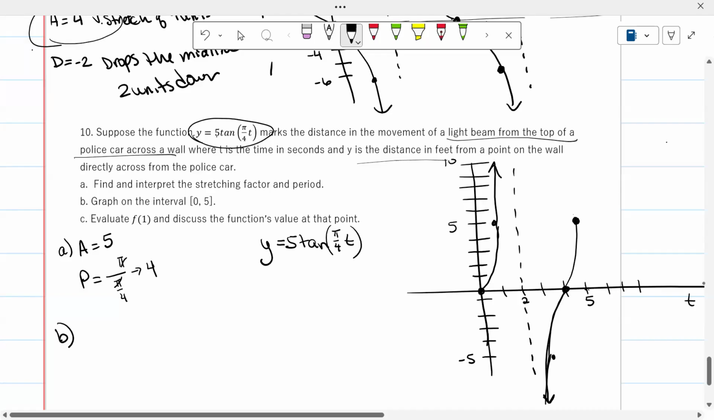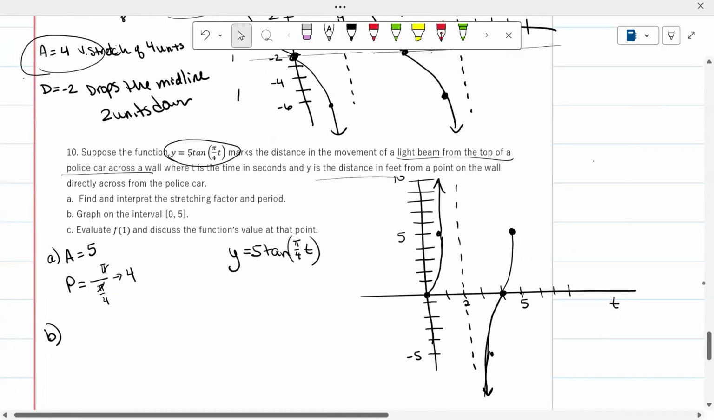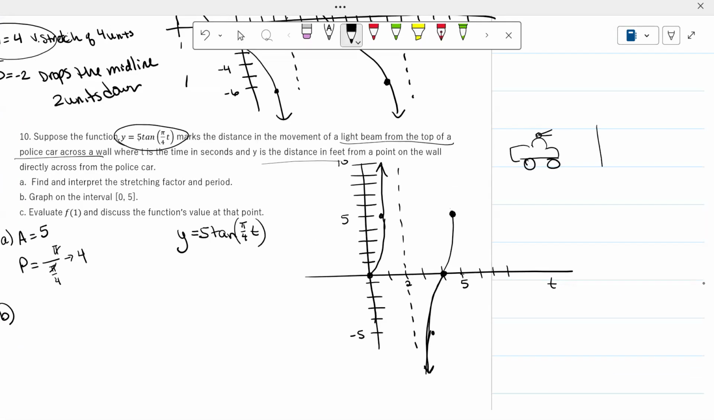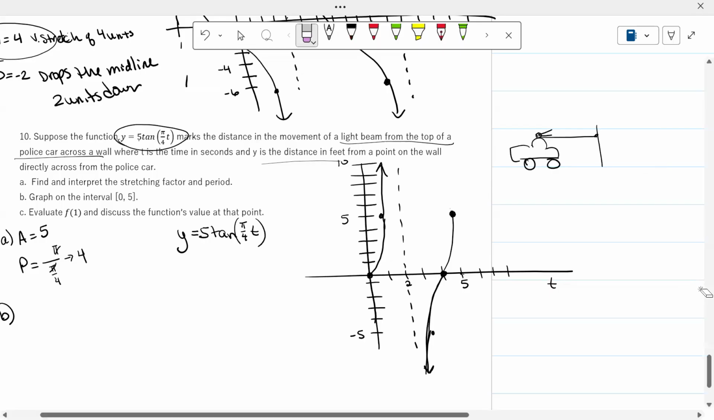So holy smokes, what is going on here? Here's what we're saying. Here's your police car. I know I'm an artist. Here's the light beams and here's the wall, right? So the light beam's going to hit the wall, and actually I should put the wall like this. Okay. There's the wall. As the light is rotating, the beam is going to move this way. If it's going counterclockwise, it's going to go that way along the wall.